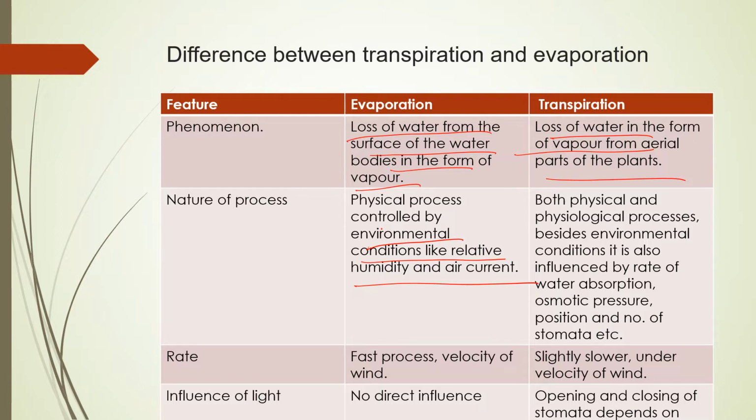So it is a physical process, we all know that, but some physiological changes are also there in this process. Besides that, environmental conditions also help. It is influenced by the osmotic pressure, by the position and number of stomata present on the leaves, by the air pressure, by the humidity of the environment, by the temperature. So all these physical factors are affecting transpiration.